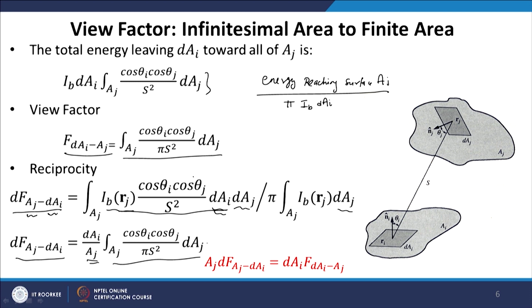Okay. And what we identify from this is, this quantity is basically the view factor that we derived previously. So, what we get is this reciprocity theorem: the total area of surface j, Aj, multiplied by the view factor from the entire surface j to small element dAi is equal to the small area of surface dAi and the view factor from small element dAi to the entire surface Aj. So, this satisfies the reciprocity theorem.